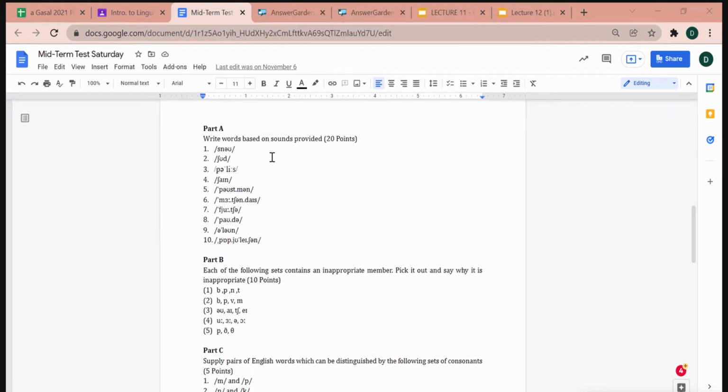Number 2? Flute, foot. What sound is this? Oh, shoot. Like this, right? Yep. Okay. Number 3? Police. Yes, police is not... Police. But this one is policeman. Is it policeman or police? Police. Yeah. Okay.